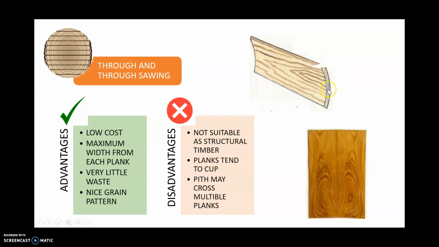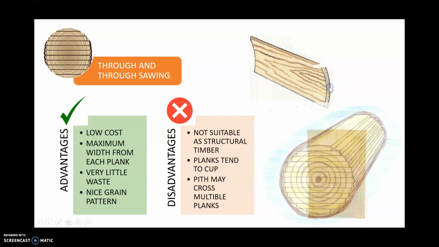Cupping is when you have not a straight plank anymore. We're with this circle here of our grain. There's our circle grain going round and round in rings. That tries to straighten out and causes the plank to cup. We'll talk about that in a later video. And the pit may cross multiple planks. So here's the pit in the very center. And this one is in the center plank, but at the end it could be one up or one down.